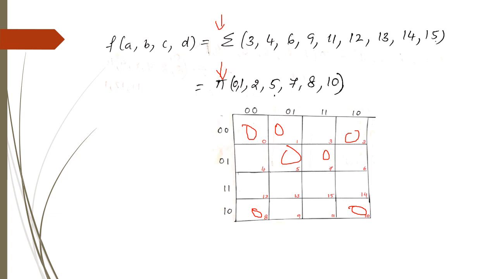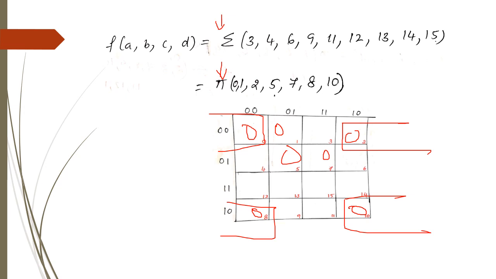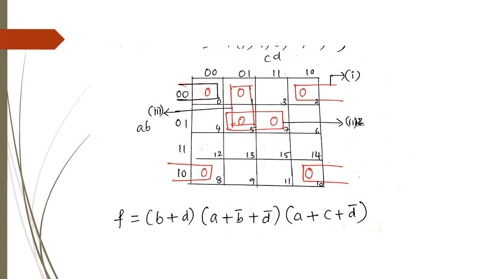How can you do the grouping? I can group all these terms in the corners. This can be done, grouping the corner cells. Then how to group this one? I can group 1 and 5, and I can also group 5 and 7. This is how the grouping has to be, and this is the grouping they have shown. The corner cells are already set. So how can you do the grouping of these corner cells?